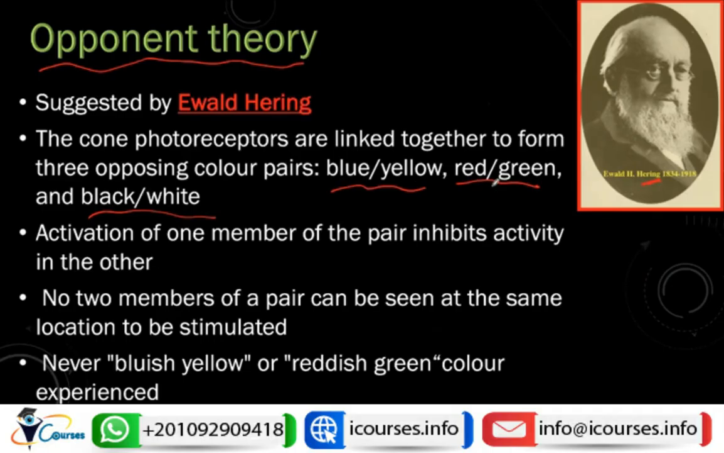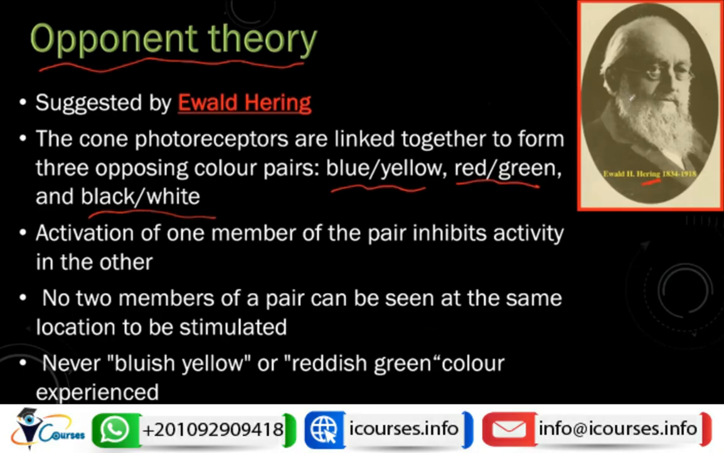So according to Hering, there is no such thing as reddish green, or greenish red. So you cannot see the red and the green at the same time. You cannot see the black and white at the same time. These are called opponent colors. Opponent colors cannot be perceived at the same time.